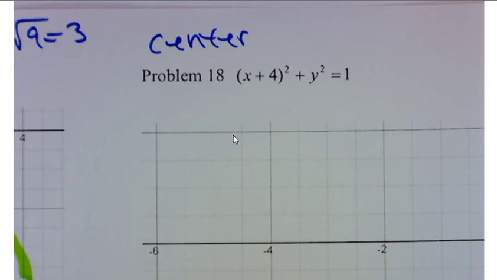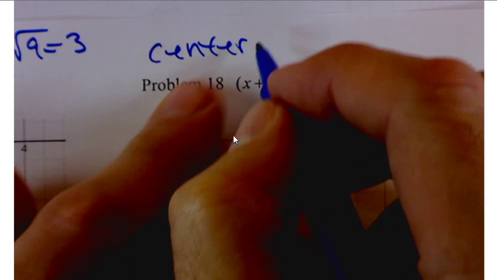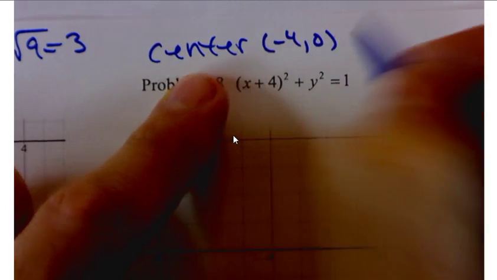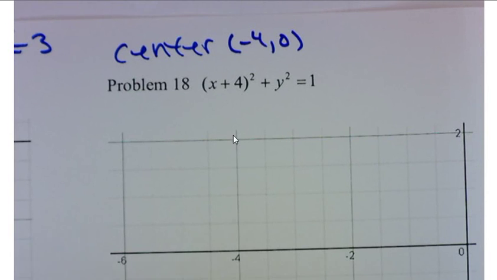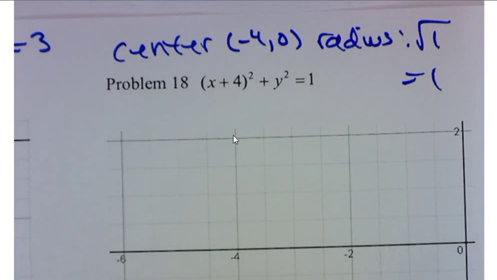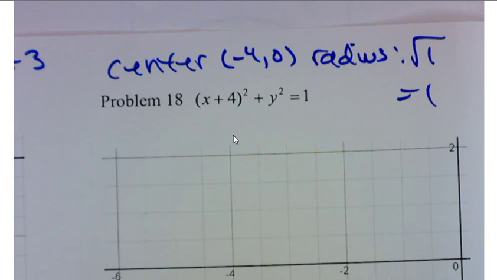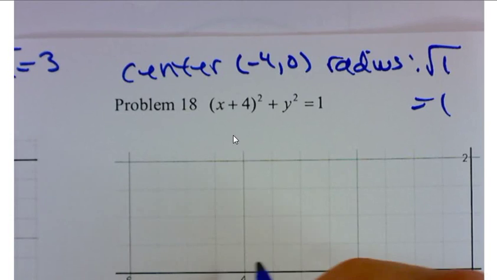Laura, what's the center, please? Good, negative 4 and 0. And someone for the radius, Mitchell? Can you simplify the square root of 1 for me? Thank you. So, square root of 1. A lot of people just leave it at square root of 1, so I'm suggesting that you simplify it. If you don't, who knows what's going to happen. But thank you. So 1 there.